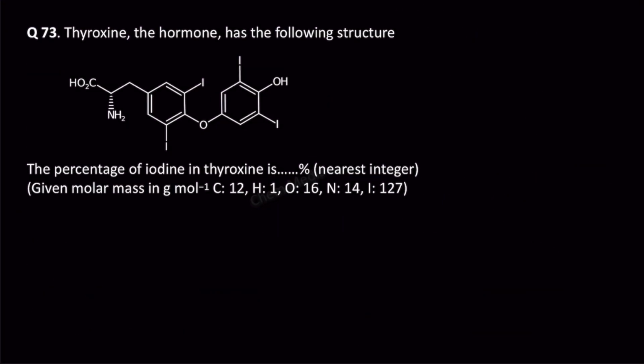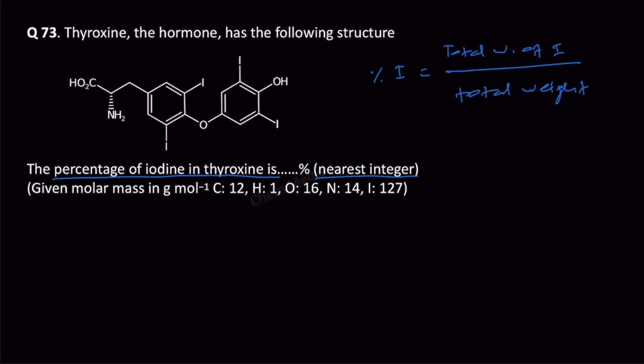Thyroxine, the hormone, has the following structure. What is the percentage of iodine in thyroxine? We need to find out the nearest integer. In this case, percentage of iodine is equal to total weight of iodine divided by total weight of the compound times 100. First of all, we need to figure out the molecular formula of the compound so that we can find out the molar mass of the compound. So, benzene ring has 6 carbons. We have 2 benzene rings. So, C12 and then 13, 14, 15. So, we have 15 carbon atoms.